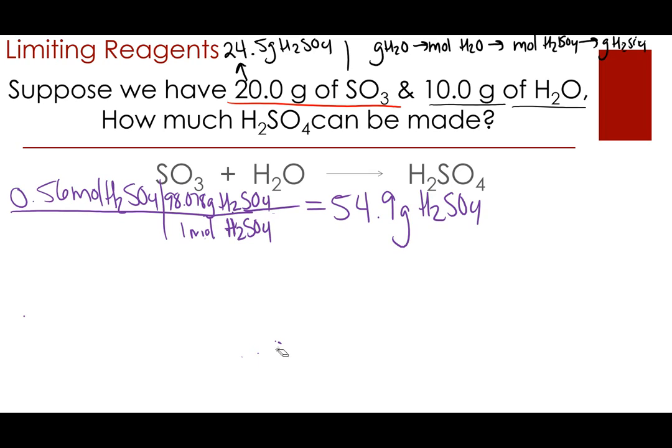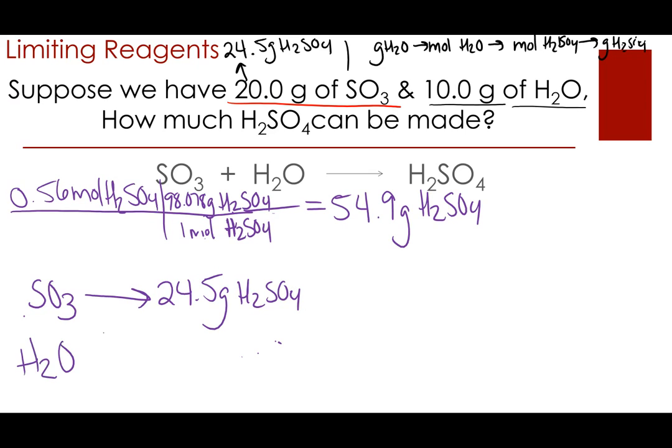All right. So with 20 grams of SO3, I can make 24.5 grams of our product. Or if you want to think about it this way, I can make 24.5 pancakes. And with the amount of water that I started with, I can make 54.9 grams of our product, or 54.9 pancakes.